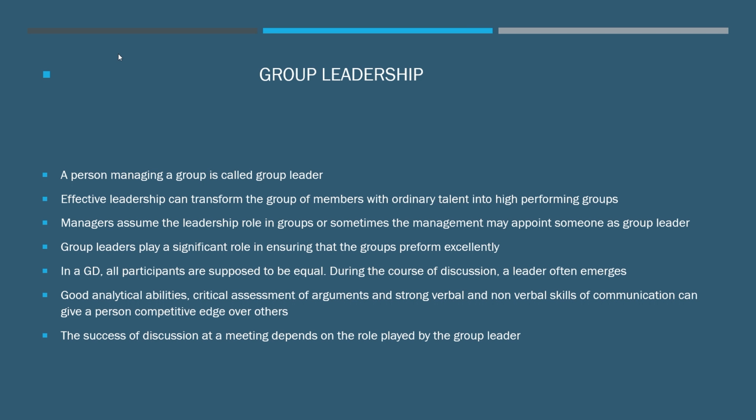In a group discussion, all participants are supposed to be equal. During the course of discussion, as I said earlier, a leader will emerge. Good analytical abilities, critical assessment of arguments, and strong verbal and non-verbal skills of communication can give a person competitive edge over others. The success of discussion at a meeting depends on the role played by the group leader.